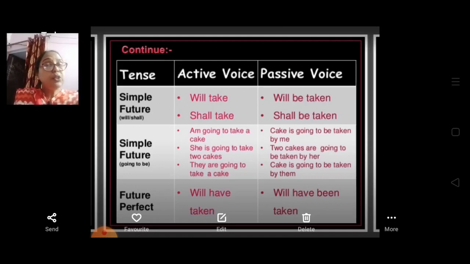Now in the future perfect tense, if it is written will have taken, in the passive voice we are going to change it to will have been taken. So we always keep this in our mind: how to change the tenses from active to passive voice.